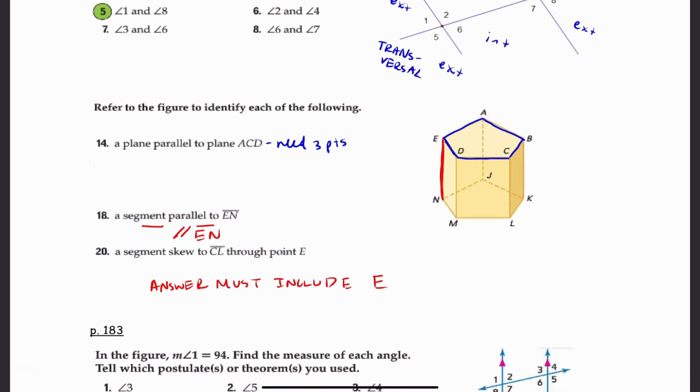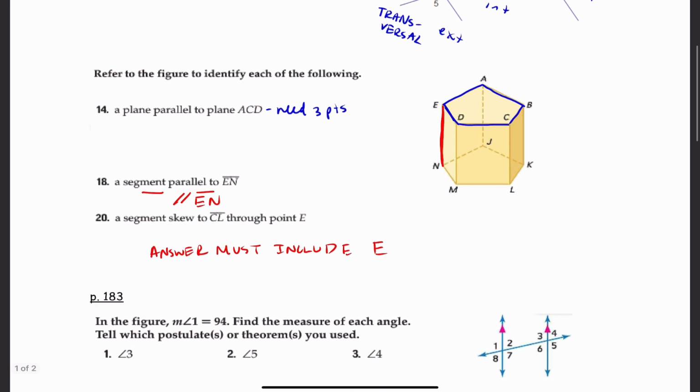So for this portion of the homework assignment, a plane parallel to plane ACD. So this right here, this is plane ACD, and remember, you need 3 points to name a plane. So I know for sure this is the plane that we're going to be referencing because it has ACD. You're going to have to give me a plane parallel to this, okay? And remember, to name a plane, you need to have 3 points.